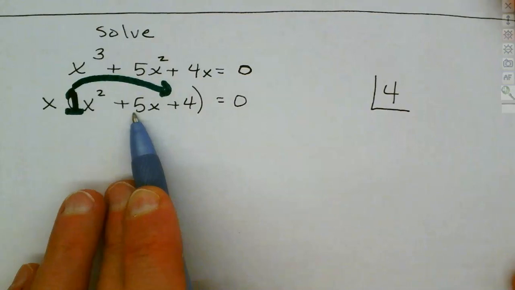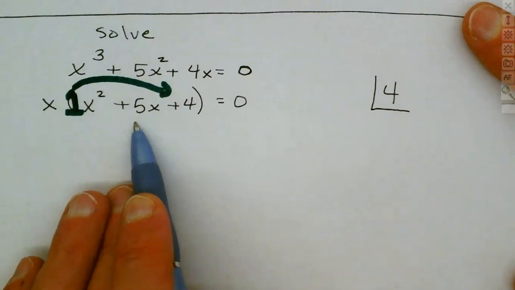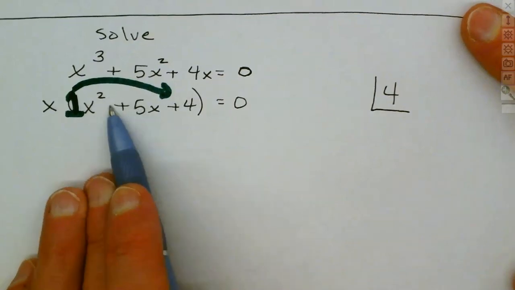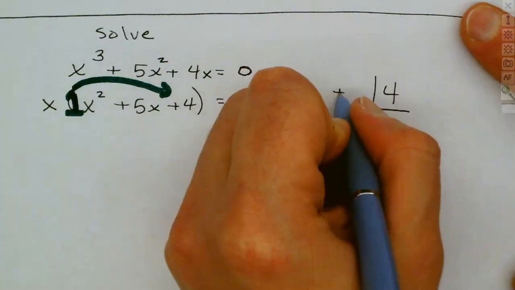Add together to give you 5 in the middle. Multiply together to give you 4. Add together to give you 5. What 2 numbers would do that? 4 and 1. Okay? What do you know about the sign? What's the sign in the middle? Positive. What's this sign? Positive. So that means both numbers are positive.